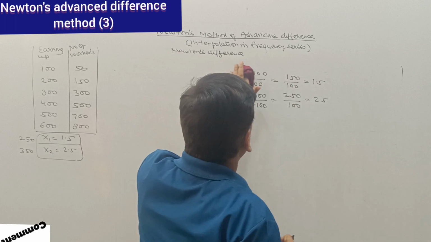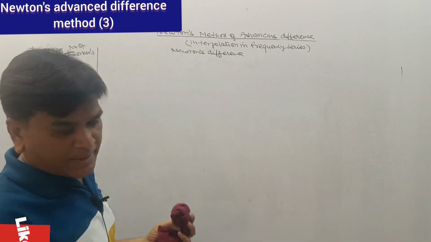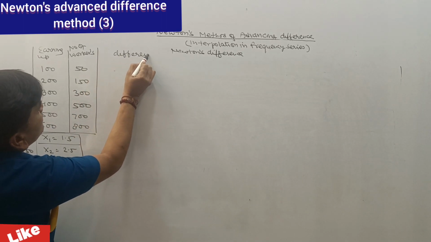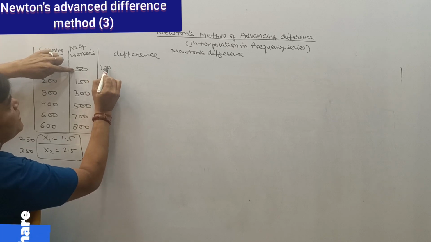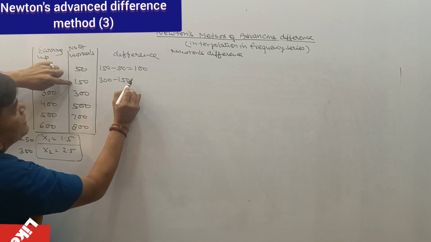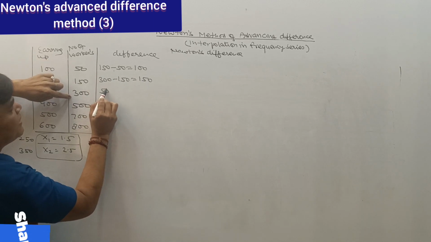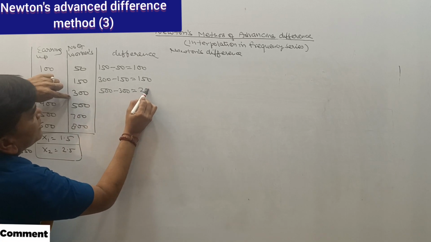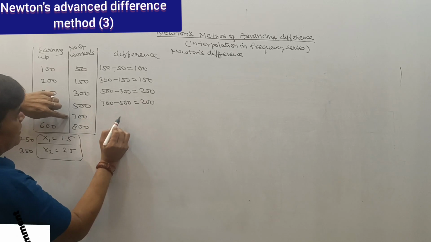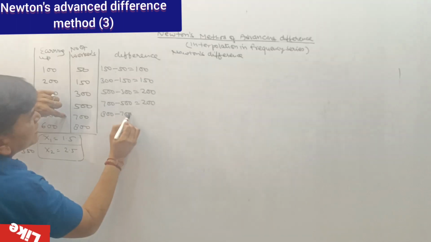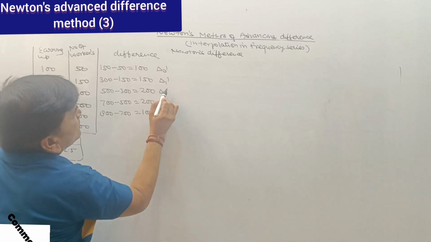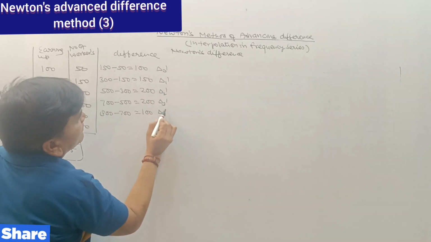Now we get the differences, the Newton forward difference. The first one is 150 minus 50, that is 100. 300 minus 150, that is 150. 500 minus 300, that is 200. 700 minus 500, that is 200. And 800 minus 700, that is 100. So that is delta 01, delta 11, delta 21, delta 31, delta 41.